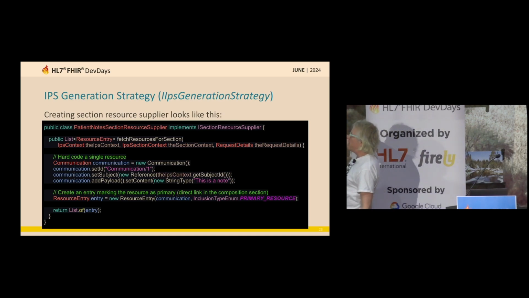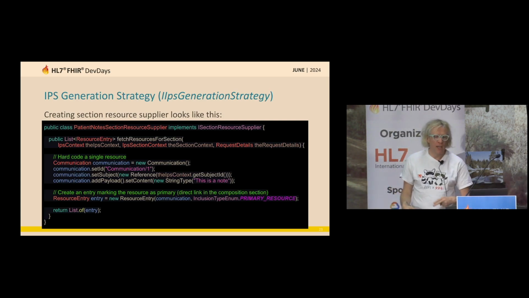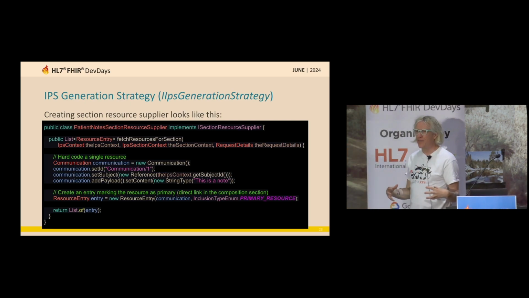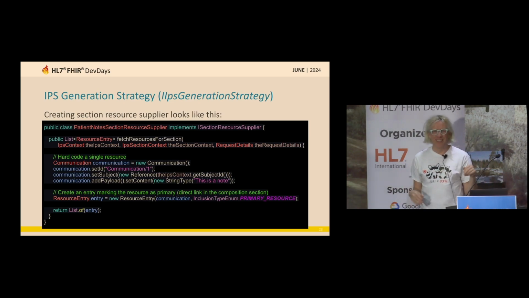Like this is how you would return data from one of these resource suppliers for an individual section of the document. One thing I will draw your attention to, just because it's a little bit weird, is this notion of inclusion type, where I call this a primary resource. This is probably the only thing that's not totally intuitive on the page. What that actually means is something is a primary resource if it is intended to be linked to from the composition directly. I don't know if you remember, I said this a few minutes ago when I was talking about what goes in the bundle.